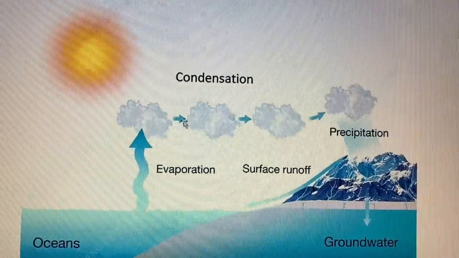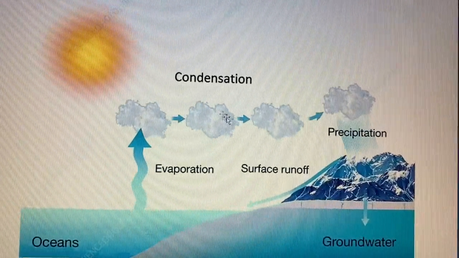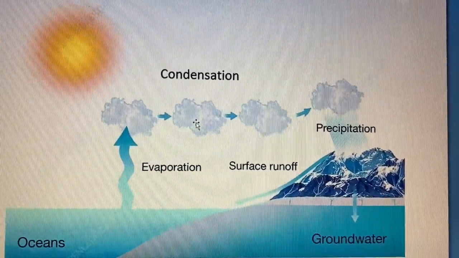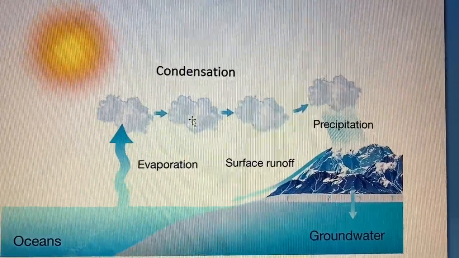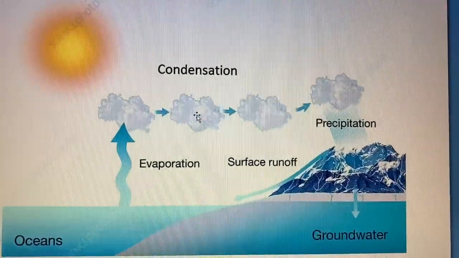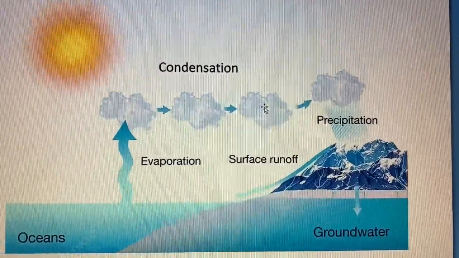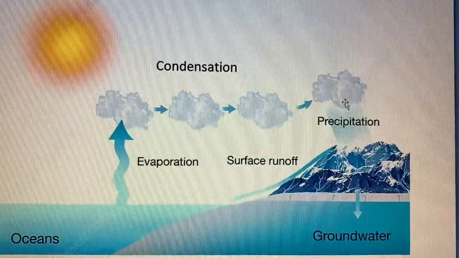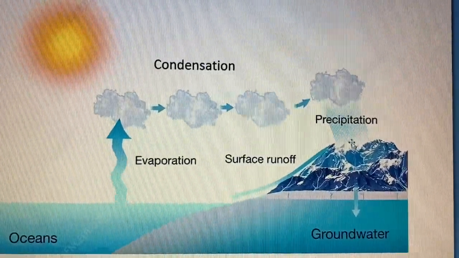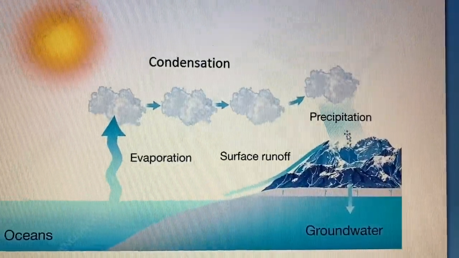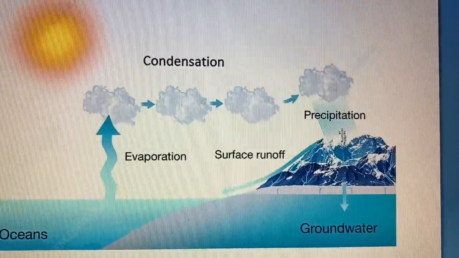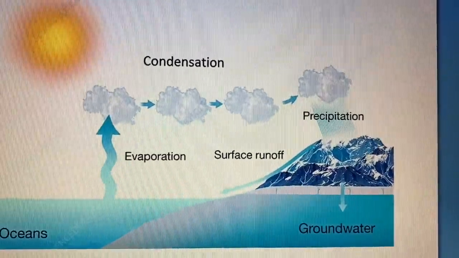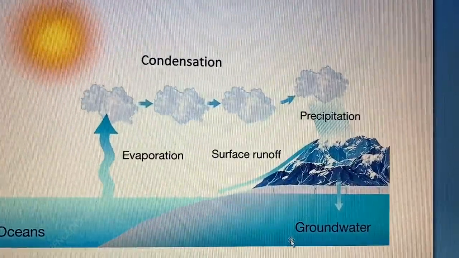In the atmosphere, it condensates and makes clouds. This is condensation. But then the clouds get heavy and heavy and heavy until it begins to rain. And we have precipitation. And then the water runs back into the oceans or into the underground water.